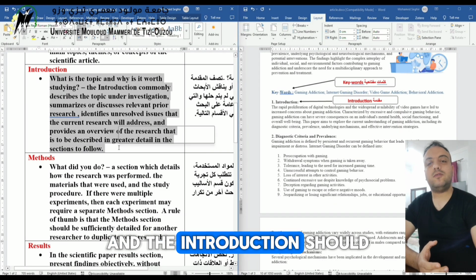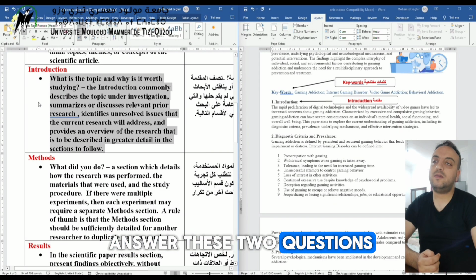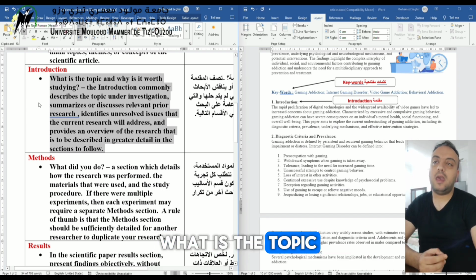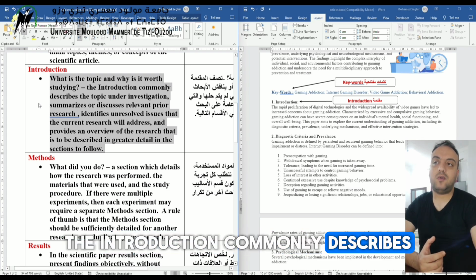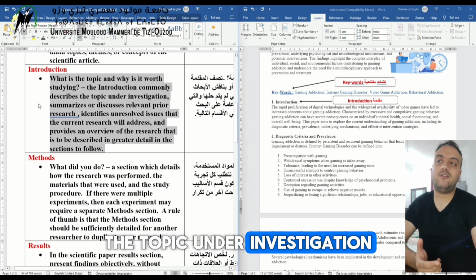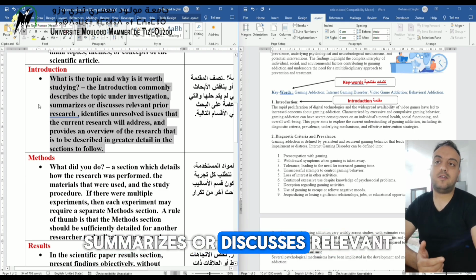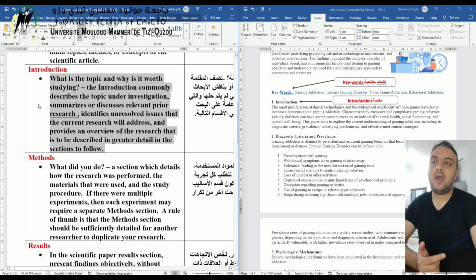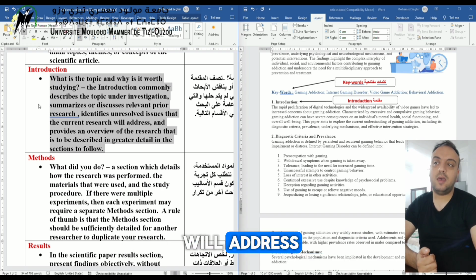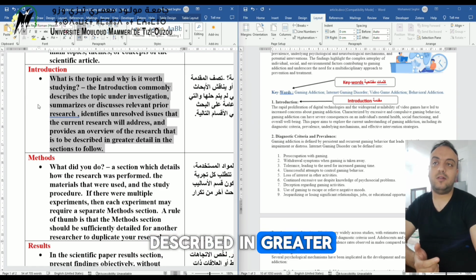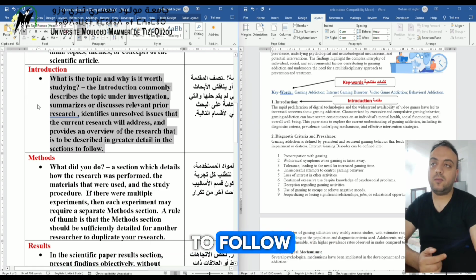After that, we have the introduction, and the introduction should answer these two questions: what is the topic and why is it worth studying? The introduction calmly describes the topic under investigation, summarizes or discusses relevant prior research, identifies unresolved issues that the current research will address, and provides an overview of the research that is to be described in greater detail in the sections to follow.